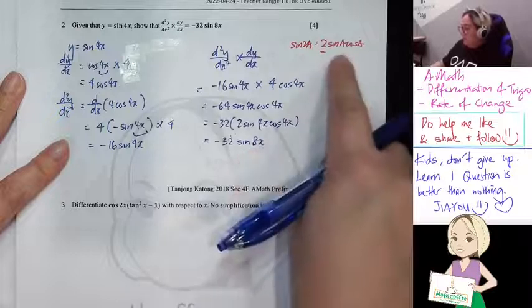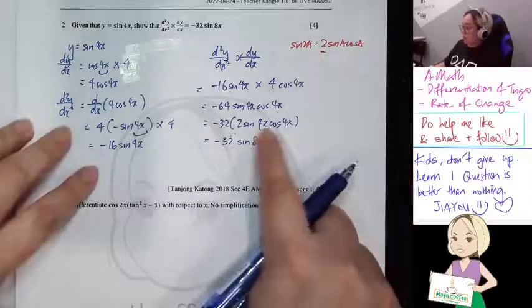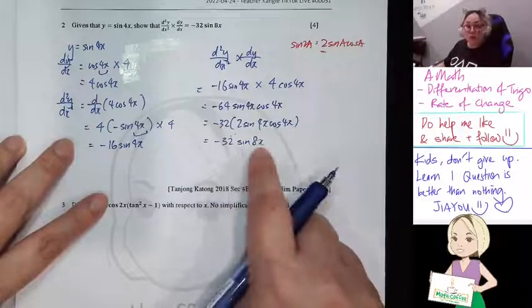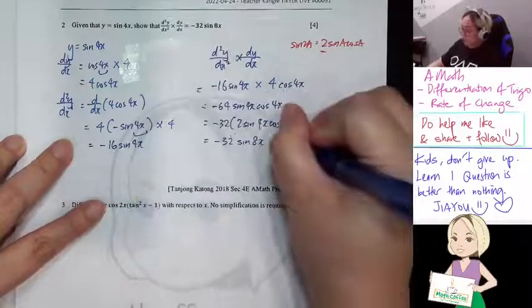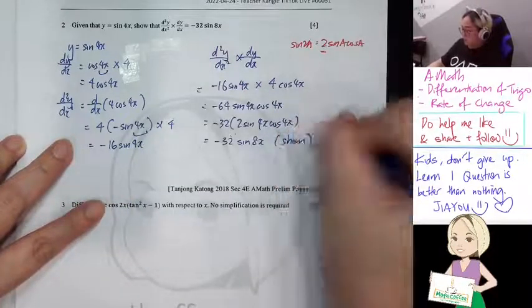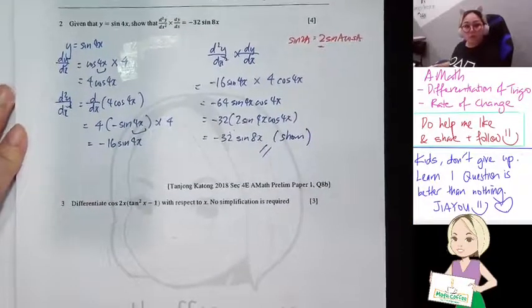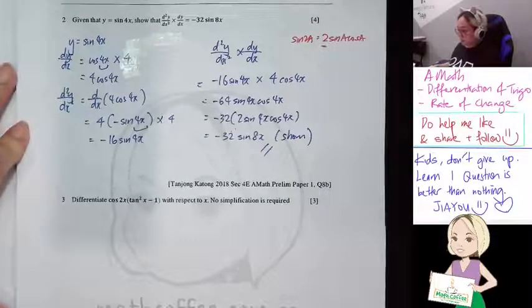See here, the left hand side is 2a, just times 2. So this is 4x, 4x times 2, so it's 8x. That's why it's minus 32 sine 8x, which is exactly the one that they asked us to prove. So you will just say shown. Done. Okay, so this is how you differentiate trigo. Okay, let's move on.